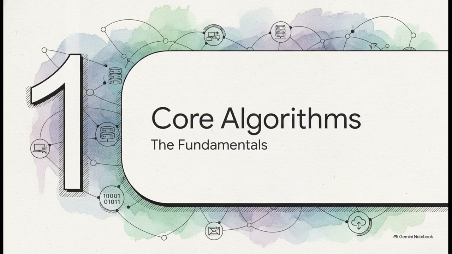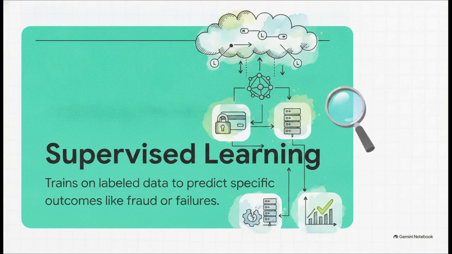All right, Section 1, core algorithms. Let's look at the fundamentals. First up is supervised learning. This is going to be your go-to for predicting exact outcomes based on historical labeled data. It's like you're giving the model the answer key. You feed it a massive database of past server crashes, so it learns exactly what a failing hard drive looks like right before it actually goes down.